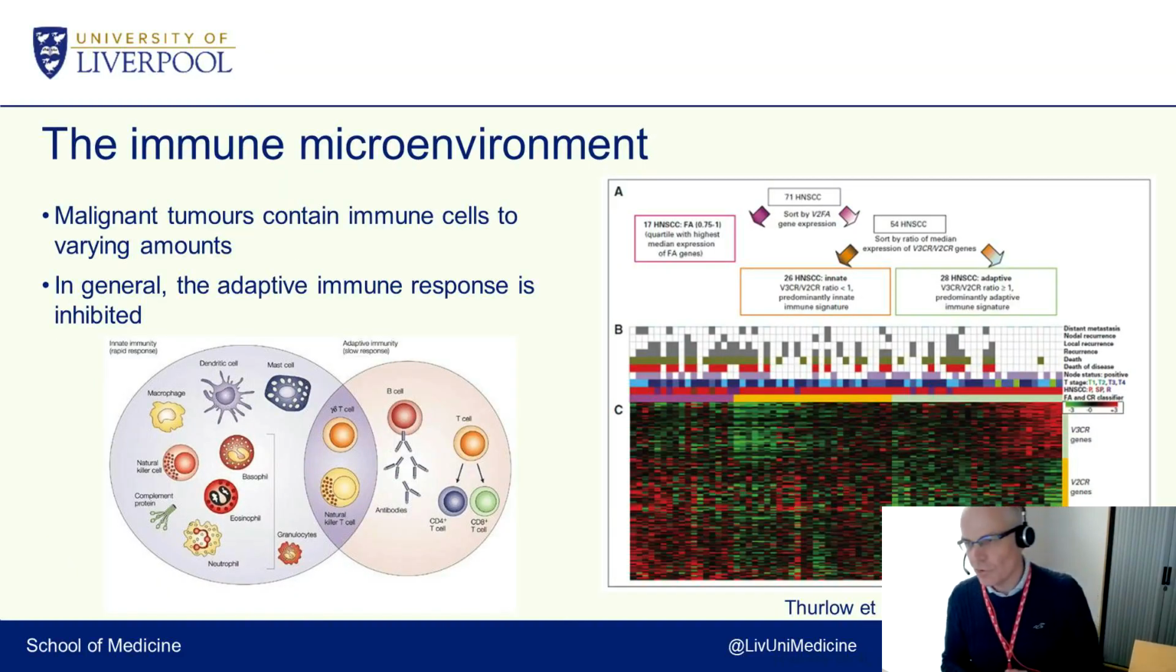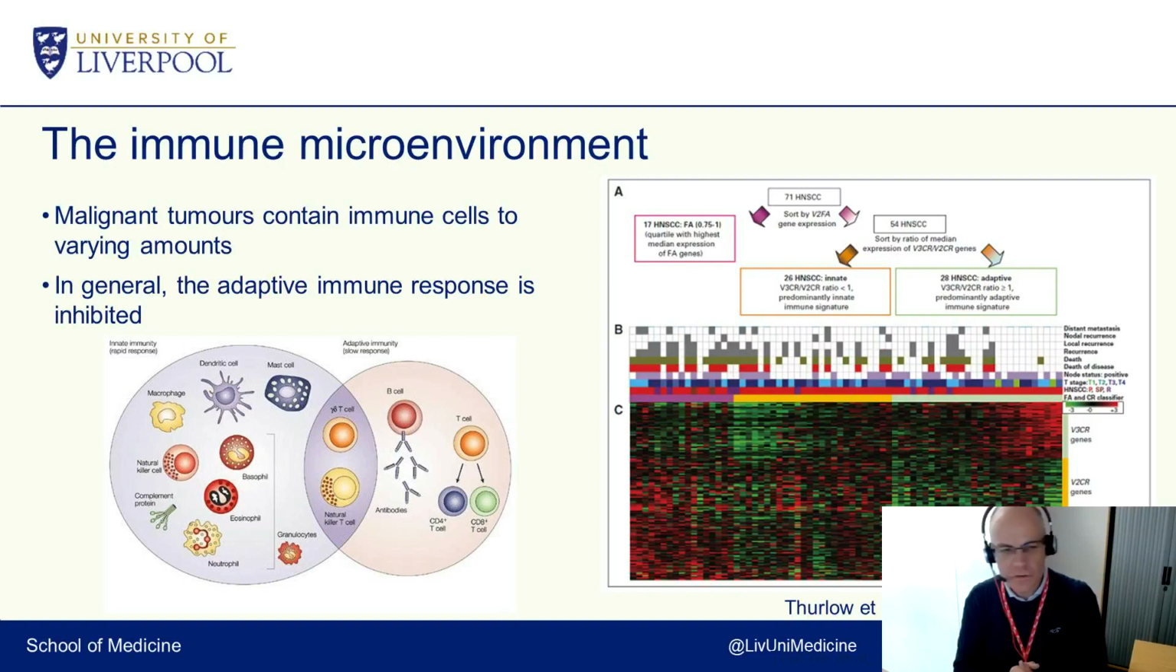So malignant tumours contain immune cells to varying amounts. In general, what we say in tumours is that the adaptive, that's the specific immune response, is inhibited. So normally you might expect that the immune system would see cancer cells, and we'll explain why in a minute that might be the case. But cancer cells develop ways of being able to locally shut down the immune system, which means that they are not seen by the immune system and therefore are not attacked and are not killed.